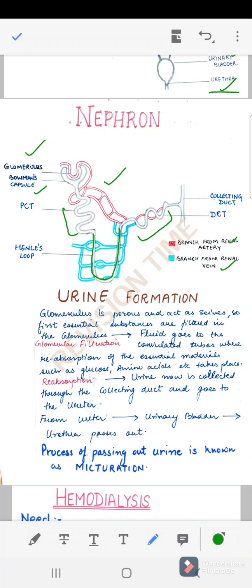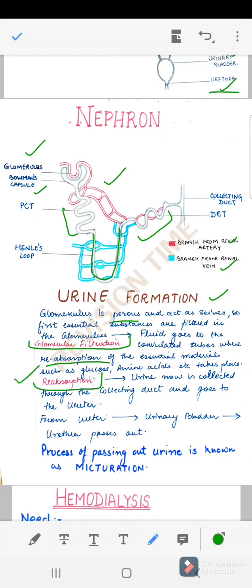So now let us see the process of urine formation. It starts in the glomerulus. Glomerulus is a porous structure and it acts as a sieve. So initially the substances are filtered here. These substances such as glucose and so on. And the process in this stage is known as glomerular filtration stage. So now this fluid goes to the convoluted tubules where the reabsorption of the essential substances takes place, such as the glucose, amino acids and water. So the amount of water reabsorbed depends upon how much excess water we have in our body, right? And this stage is known as the reabsorption stage.